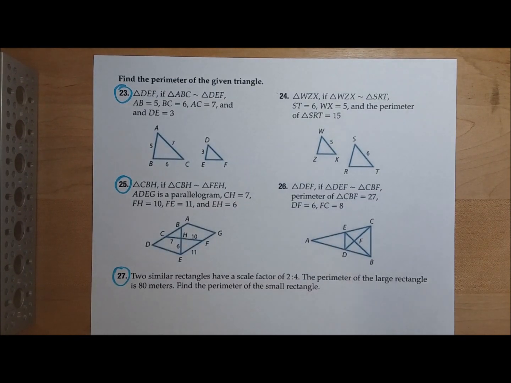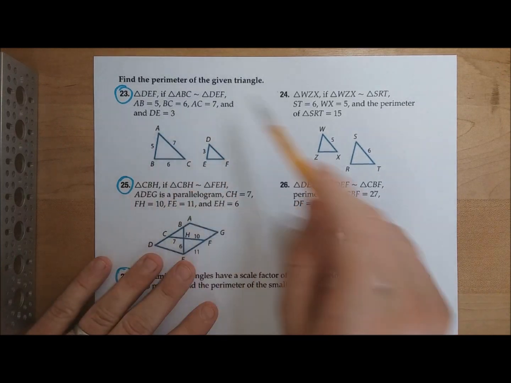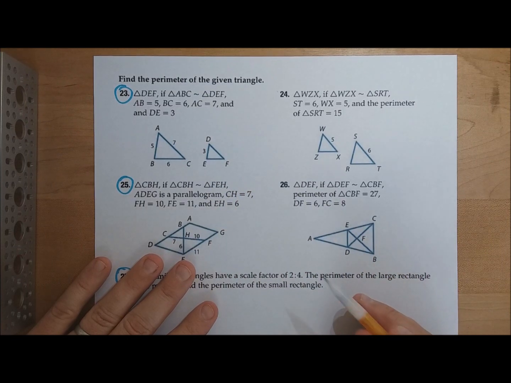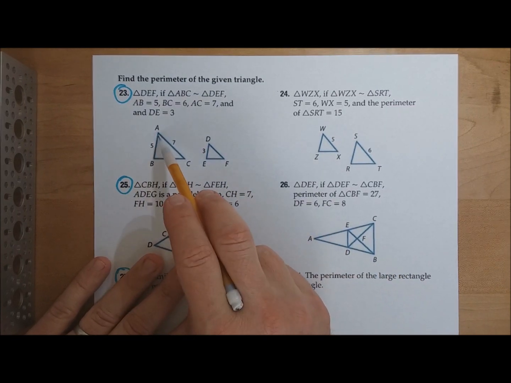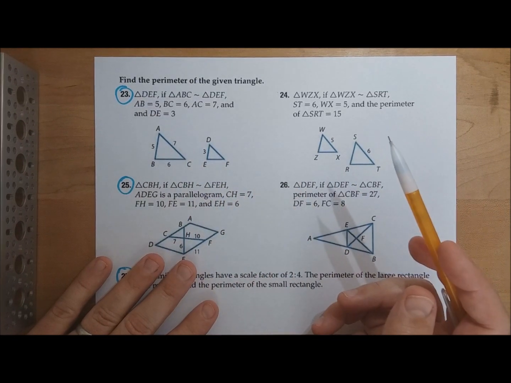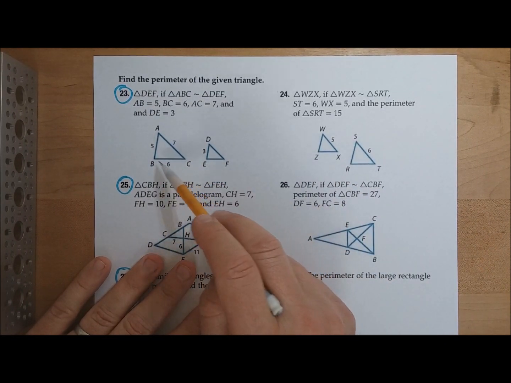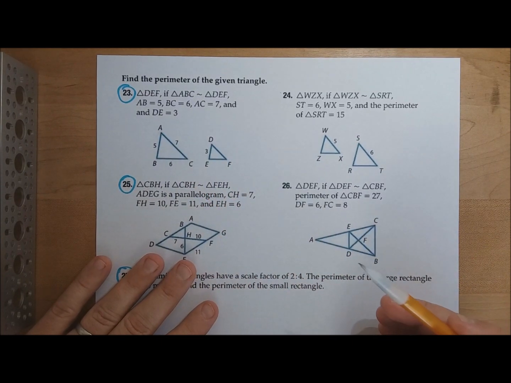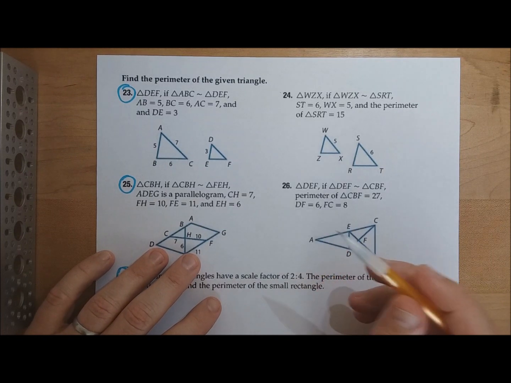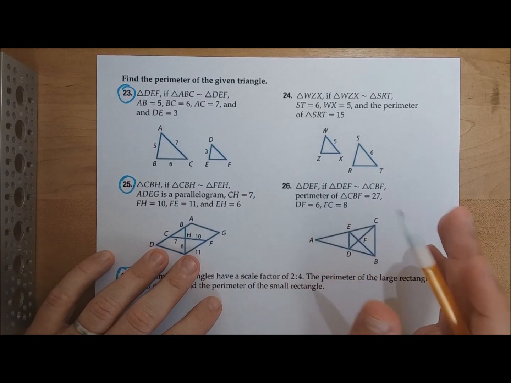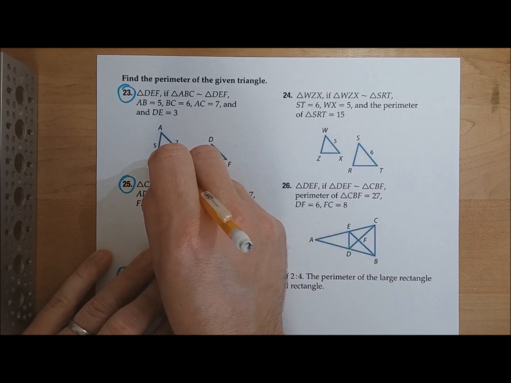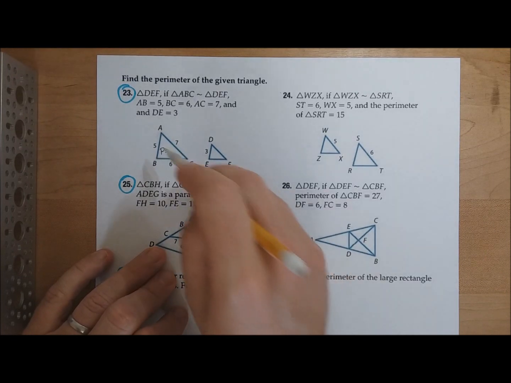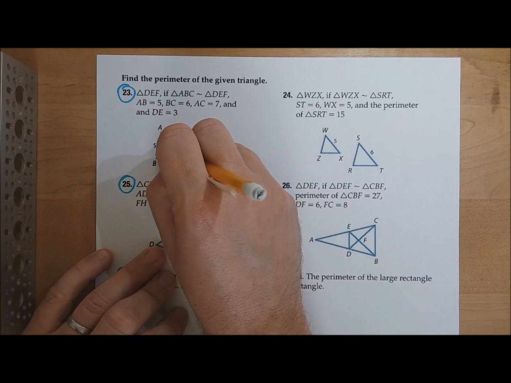All right, then we want to look at number 23. They want us to find the perimeter of the given triangle DEF. So we're looking for this guy here. And they tell us that triangle ABC is similar to DEF. And AB is 5, BC is 6, AC is 7, and DE is 3. Okay, so basically, if they're similar, and I know the scale factor, I know the perimeter of this triangle here, don't I? Can I add up all those sides? If I add 5 plus 7, I get 12 plus 6 is 18.